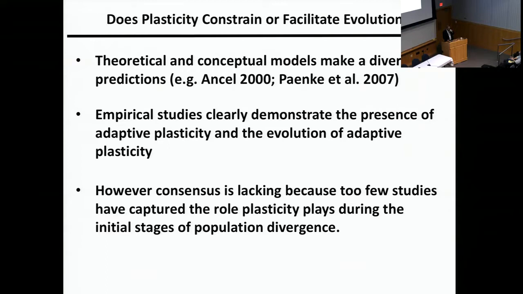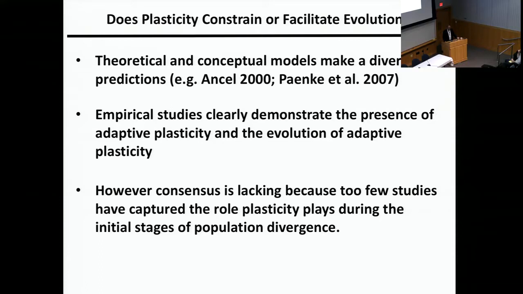But what we really lack is the ability to focus in and go to a population in nature and really capture what happens during the very early stages when populations are diverging. Often we're taking retrospective perspectives and looking back and saying, we know these populations are adapted to different environments, we can measure their plasticity, and we can infer whether that plasticity is adaptive or not. But it's been very rare that we can actually capture in nature the role that plasticity is playing as the populations diverge, which in some ways is kind of disappointing, thinking as much work as has been done, that we really lack those kinds of examples.